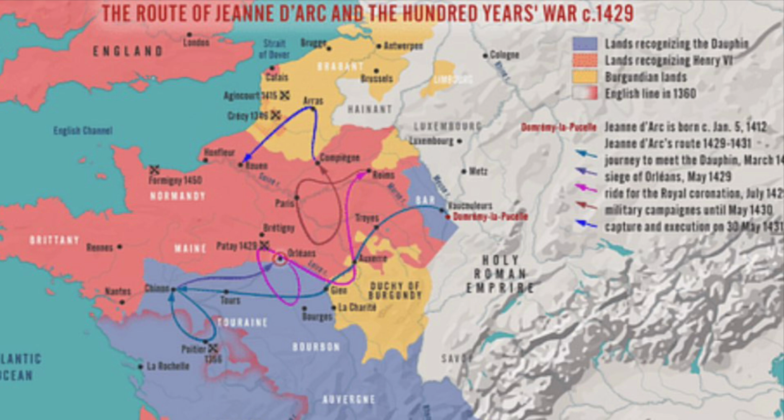Joan of Arc would be captured by Burgundians, and we have to mention the Burgundians. You can see on this map their territory in yellow. The Burgundians were an independent power that were allied with the English against the kings of France, and they were one of the reasons that the French had such difficulty. They were being attacked from the east by the Burgundians.